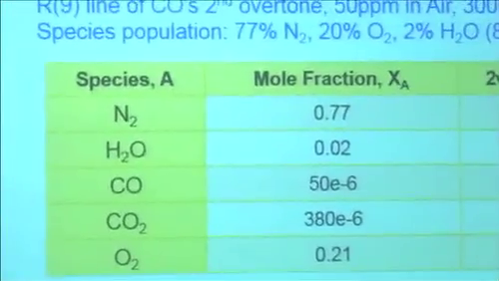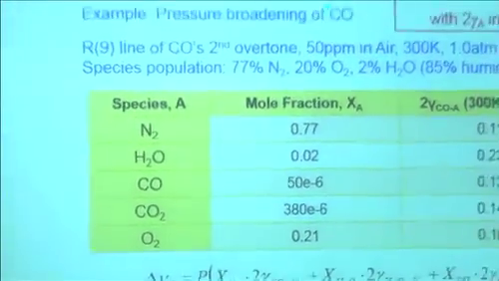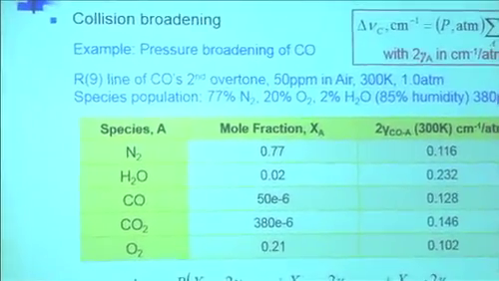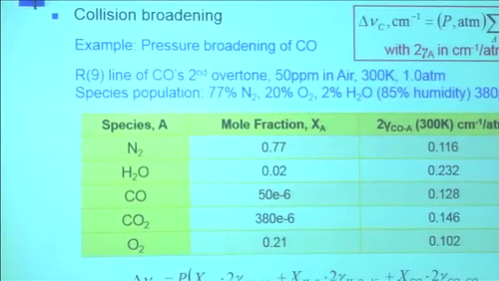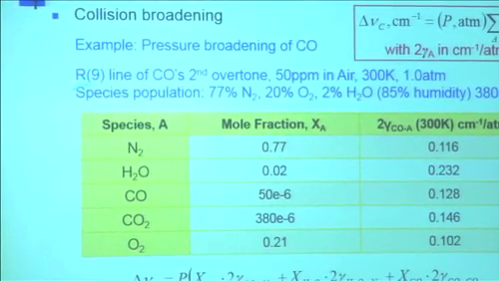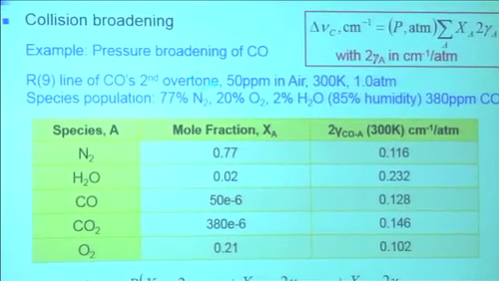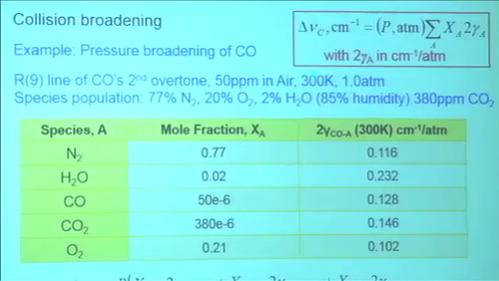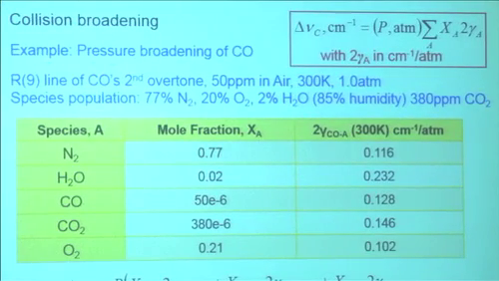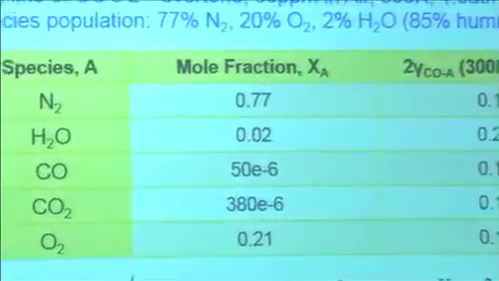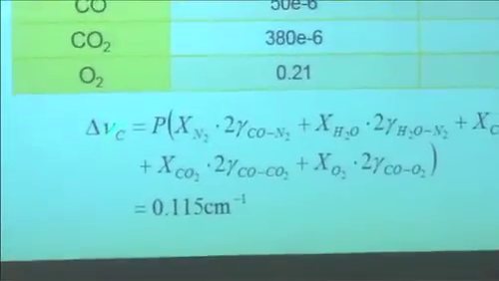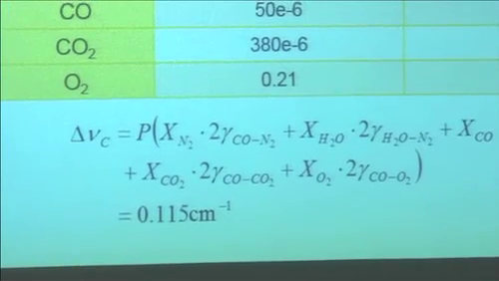Here's some numbers. Collision broadening of CO. This was an example for a particular transition of the second overtone of CO in air, 300 degrees, 1 atmosphere, and so on. So you can evaluate this. This was an example in your notes that you can look at that shows how you work with the mole fraction and the broadening coefficients to get the final result. What do you notice? The full width at half maximum tends to be about 0.1 wave numbers.